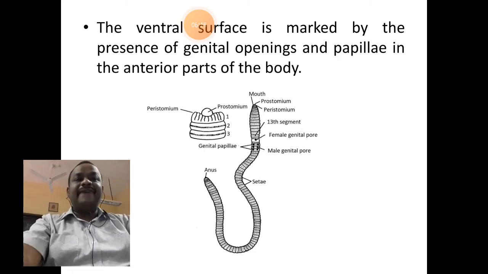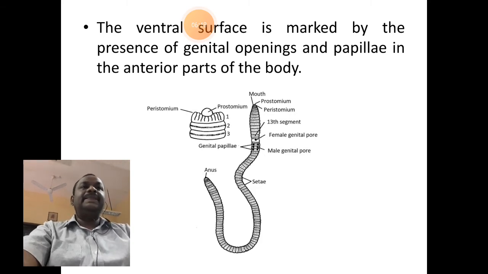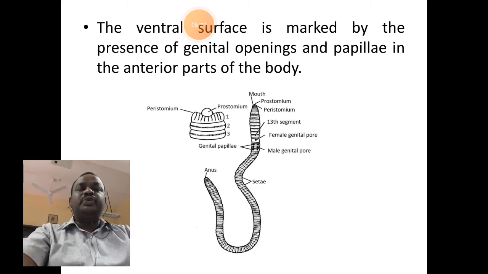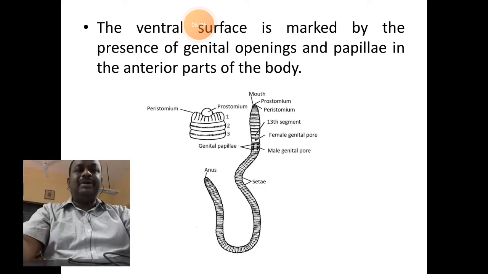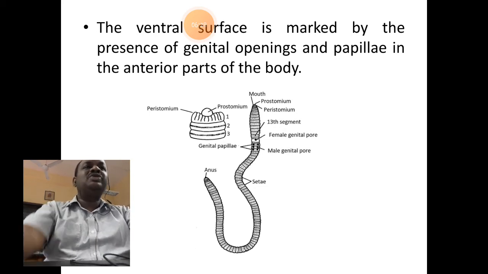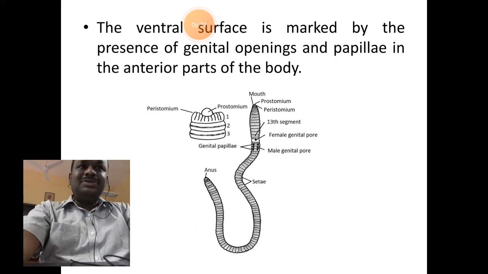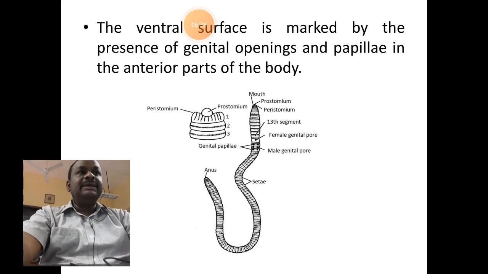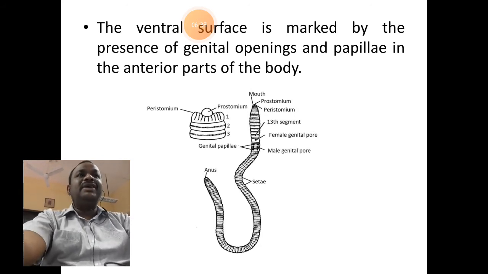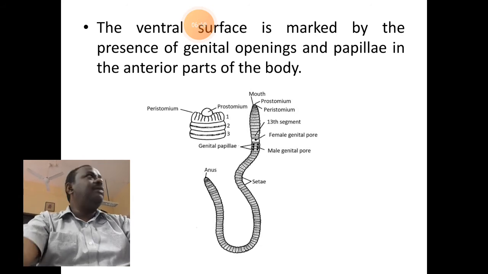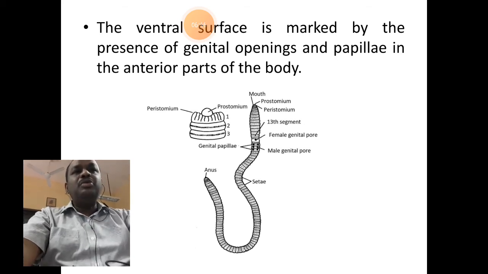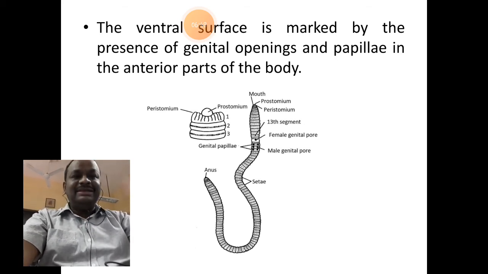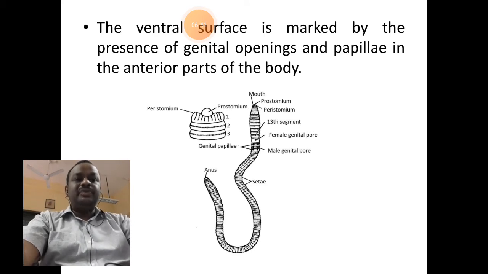The second surface is the ventral surface, the lower surface. Students, the ventral surface of earthworm is provided with many openings or apertures of the body. It includes the mouth, then the reproductive organ openings, which we call genital openings, and also shows the presence of some papillary structures. Almost all these openings are seen towards the anterior end, that is the frontal end region.